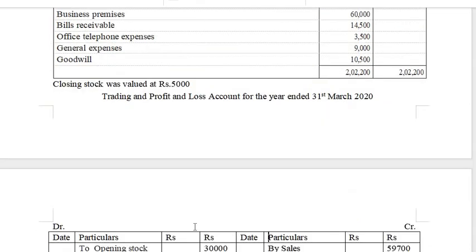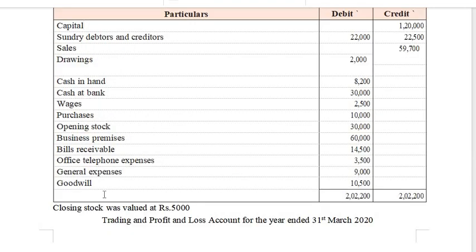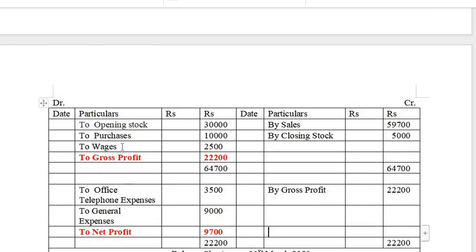Okay. Now the trading and profit and loss account. The first information is opening stock, given in the question. That's why I'm writing here opening stock 30,000. Next, you have to write purchase 10,000. See whether any purchase return or return outward is given. No. So directly I am going to write the purchase in the inner column, and write the amount in the outer column.